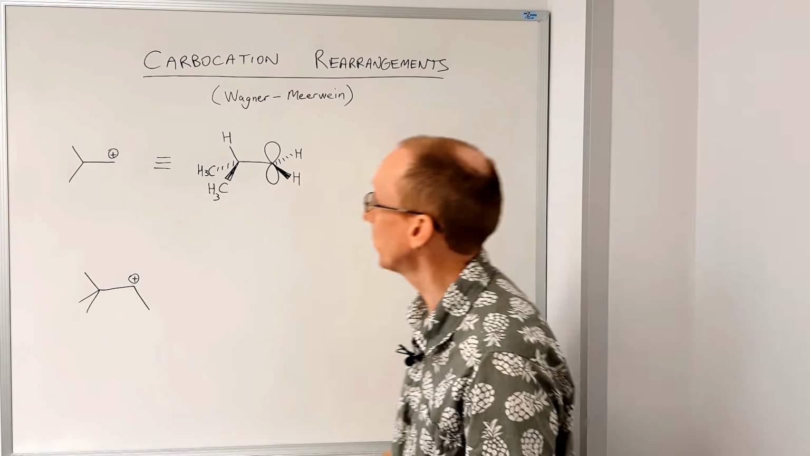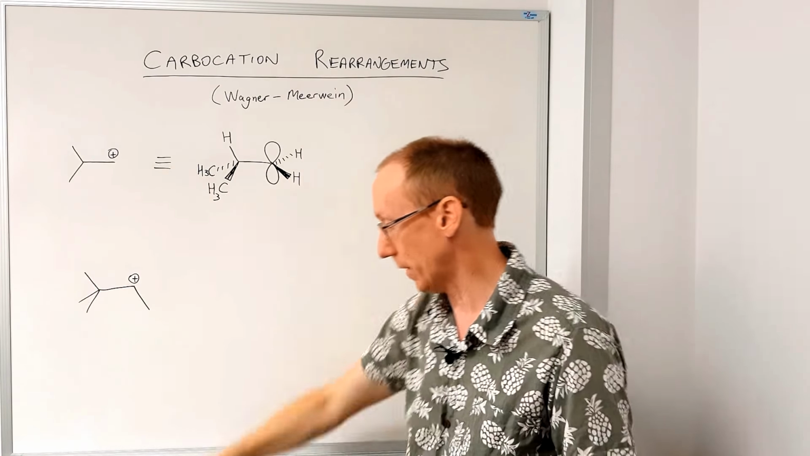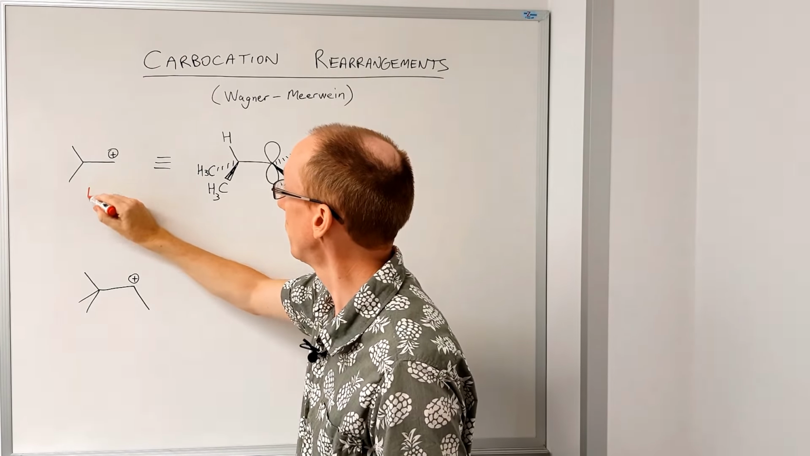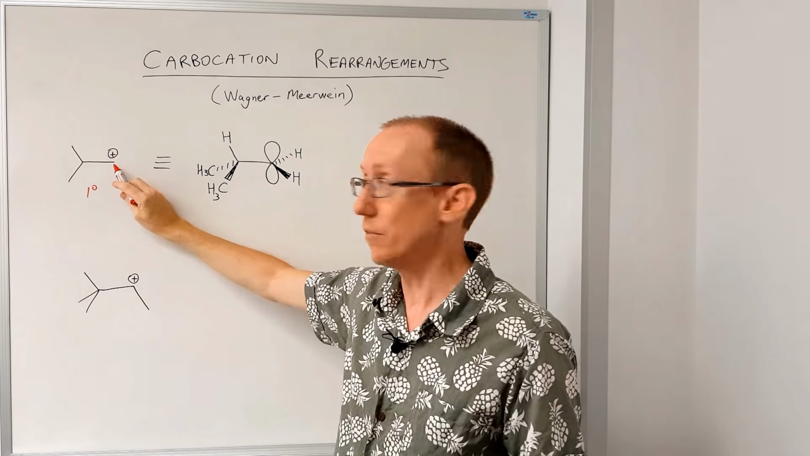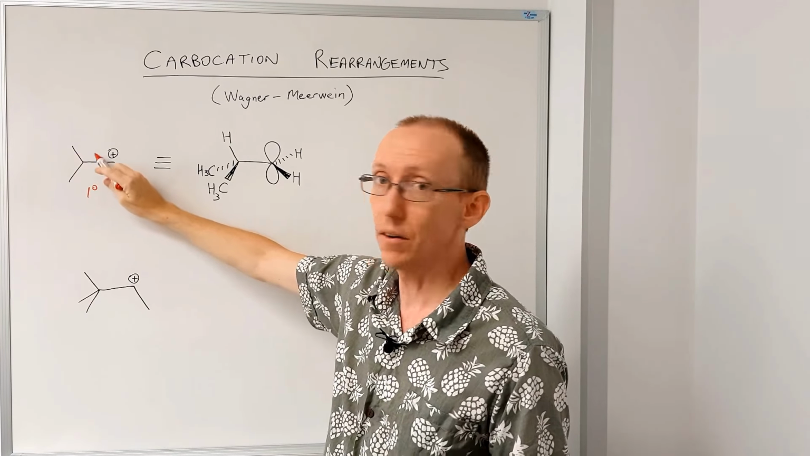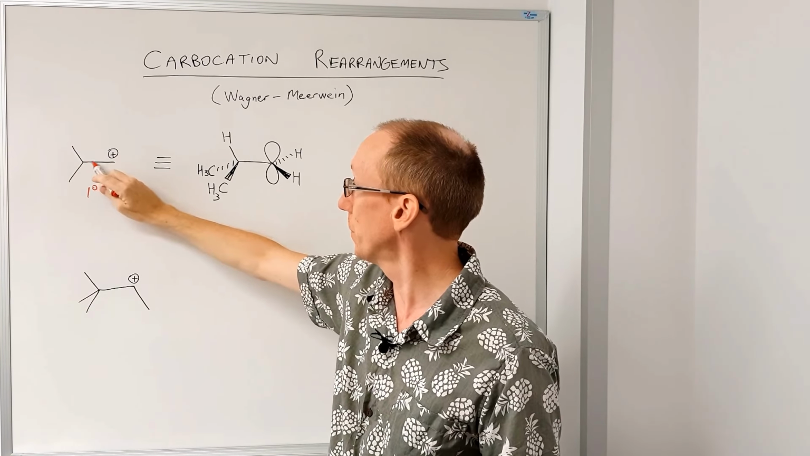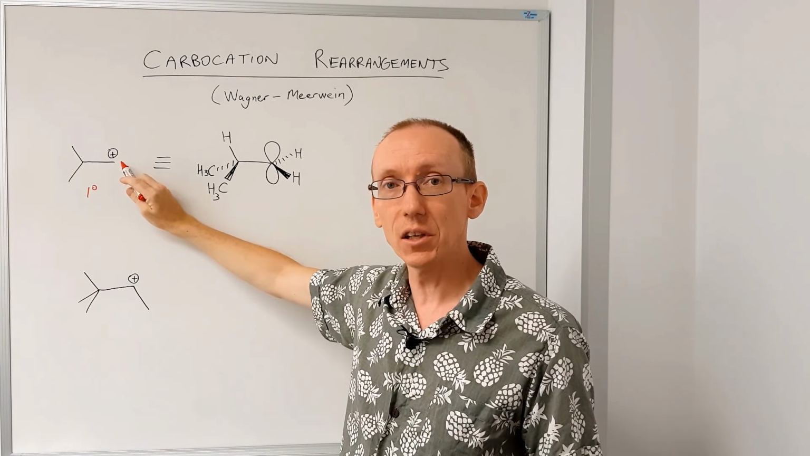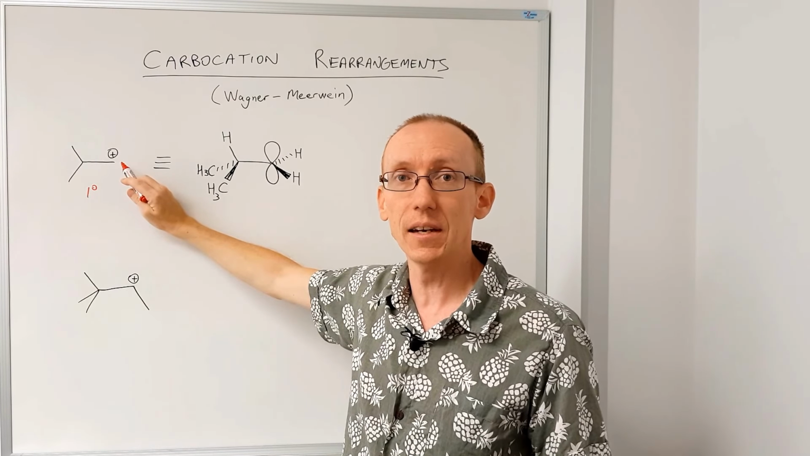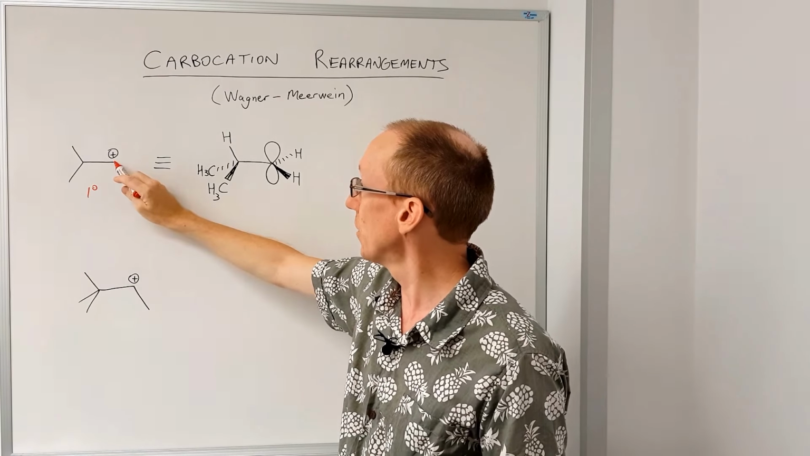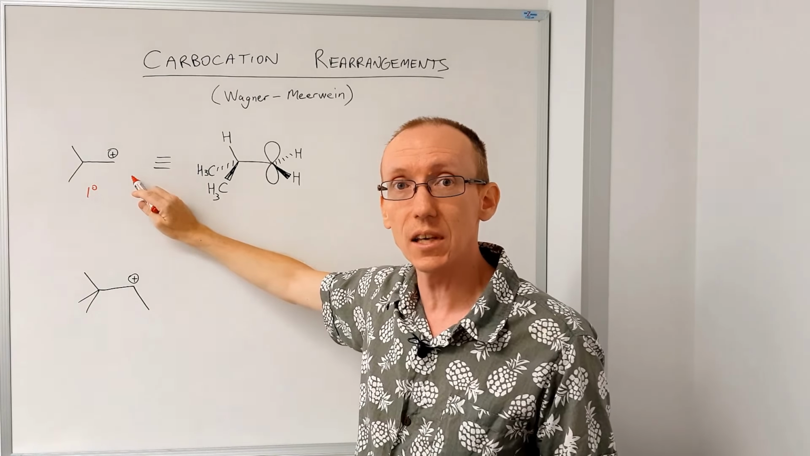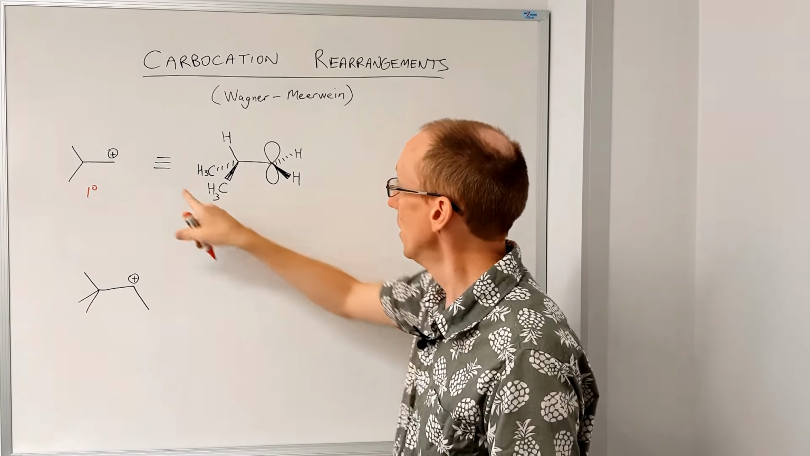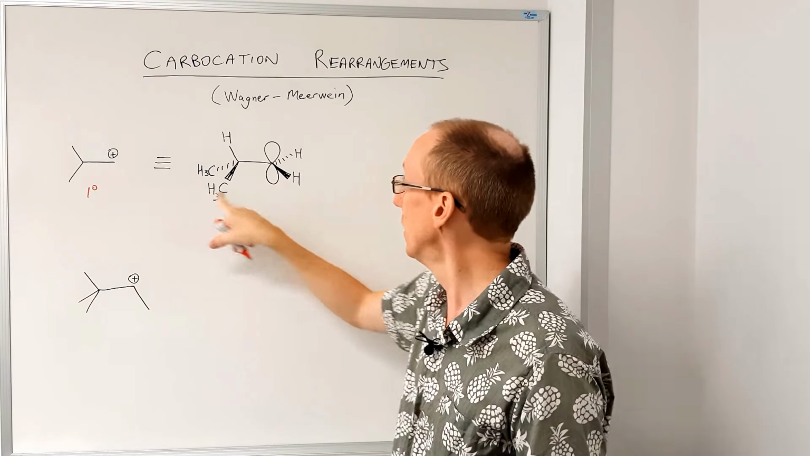So I've got an example here of a primary carbocation. So remember, primary carbocations are where the carbon bearing the positive charge only has one alkyl group. So there's one alkyl group directly attached to that carbon. Because it's a carbocation, it must only have three substituents and an empty p orbital. And so the two remaining substituents are those hydrogen atoms that aren't drawn in.